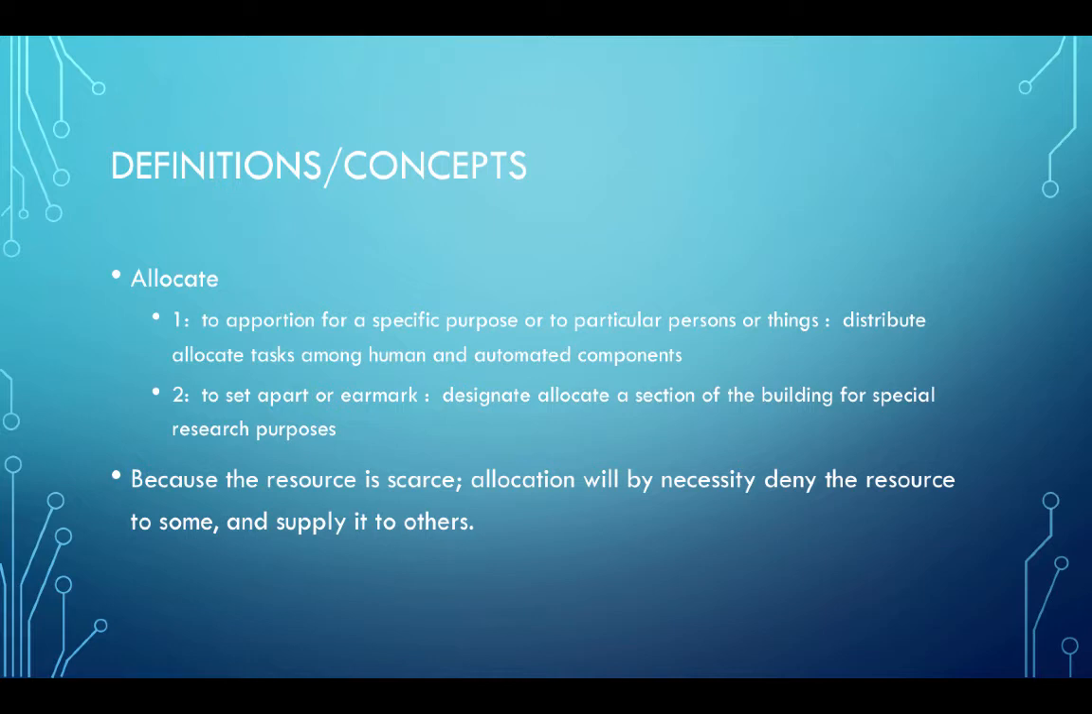For instance, a laboratory in the Merck Center is allocated to a particular research professor. And as long as that professor is here, then that area is set apart or earmarked for their use. That's one type of allocation. The other one is to apportion for some specific purpose some tasks. So for example, when you did team design, each one of you was assigned a different task. You were allocated a task and presumably all brought together to satisfy the goals of the team.